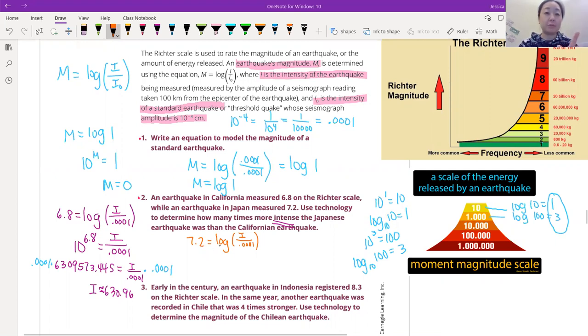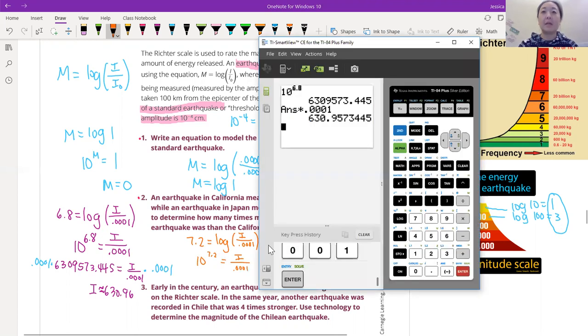So 7.2 is equal to log of I over 0.0001, right? Just like how we did for the other one. Instead of 6.8 though, we're now replacing that with 7.2. And then we're going to change it to the exponential form because that will help us figure that out. So my base, remember, is 10. So 10 to the 7.2 power is equal to I over 0.0001, right?